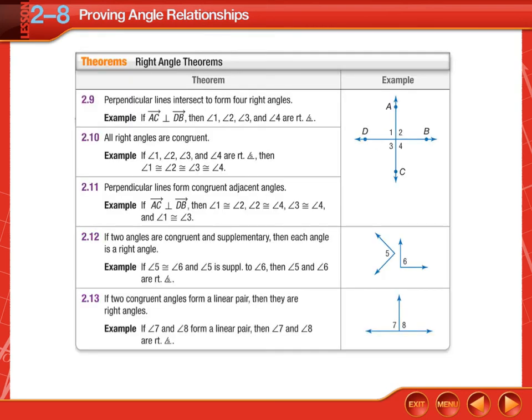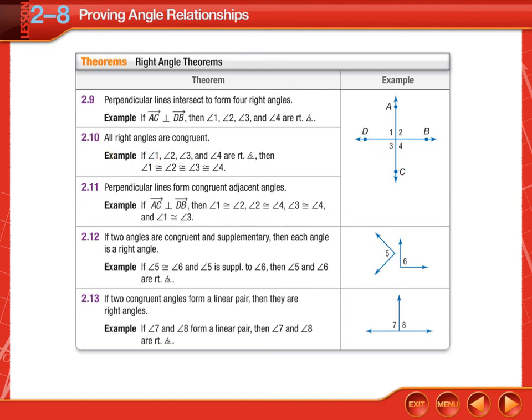All of these right angle theorems basically are saying that, okay, let's look at them. Perpendicular lines intersect to form 4 right angles. So if I know that these are perpendicular, then I know that this is a right angle. And that means all of these would be right angles, because these ones are vertical angles. These are vertical angles, okay?